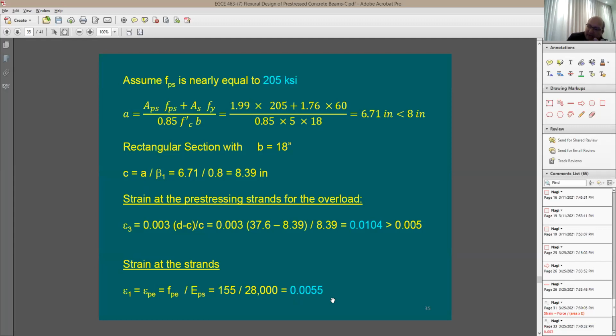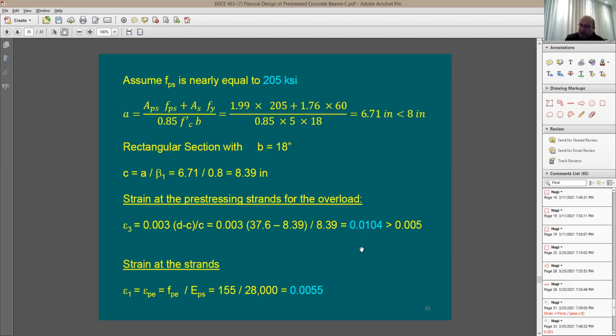So what's going to happen? When you apply the pre-stress to the strands, you're going to be right at this amount of strain. But if you apply more load to get very close to phi Mn, the strain is going to be equal to 0.01. So there's going to be a significant change in the strain between the point where you have the effective pre-stress on the strands and the point of ultimate, which is the capacity point.